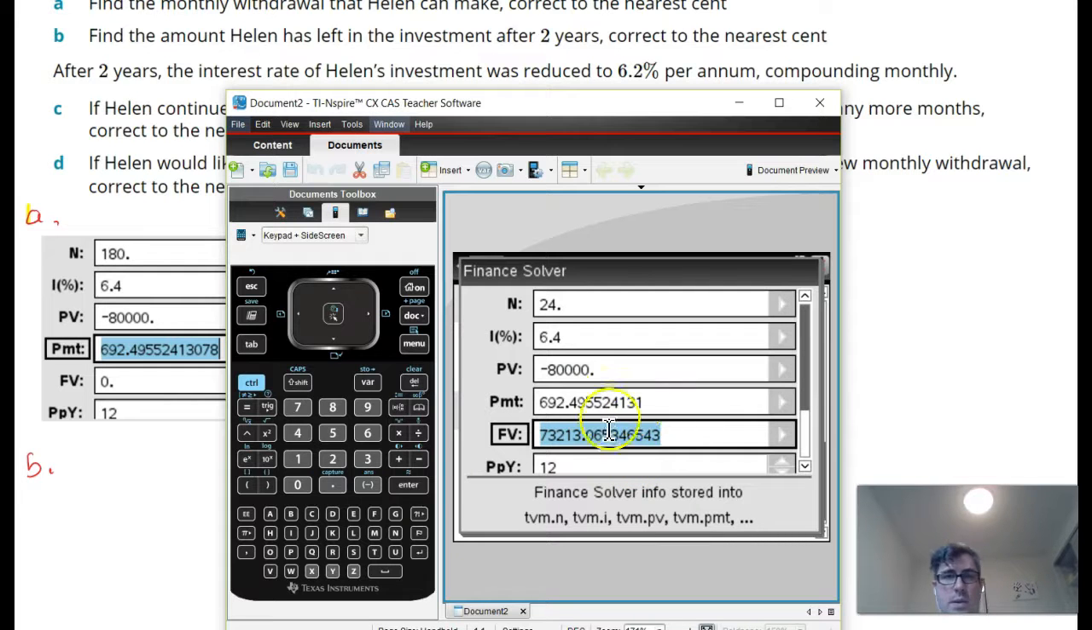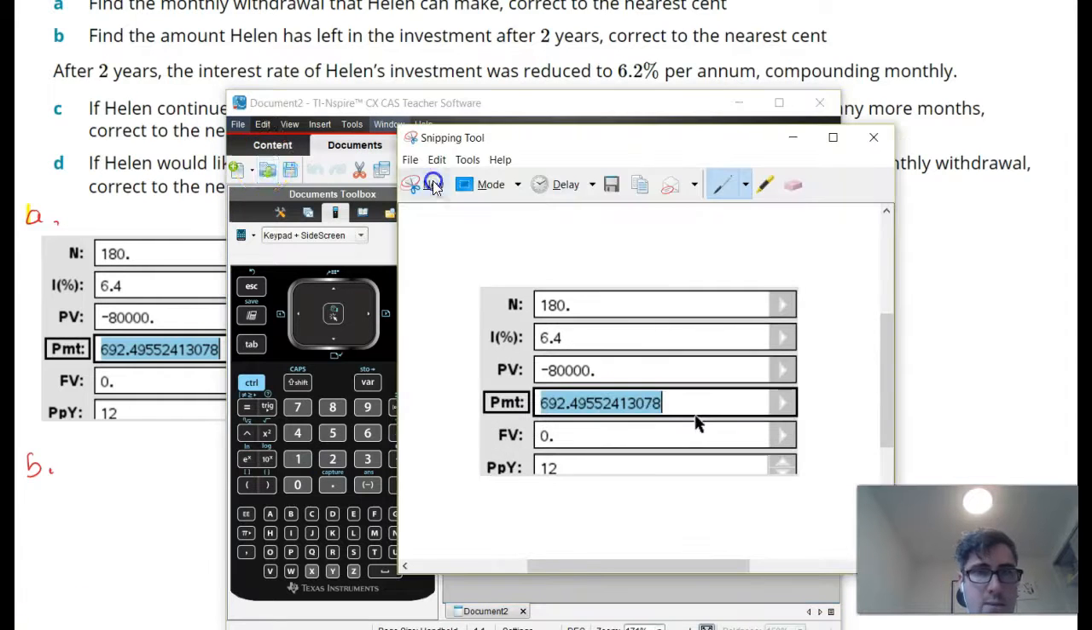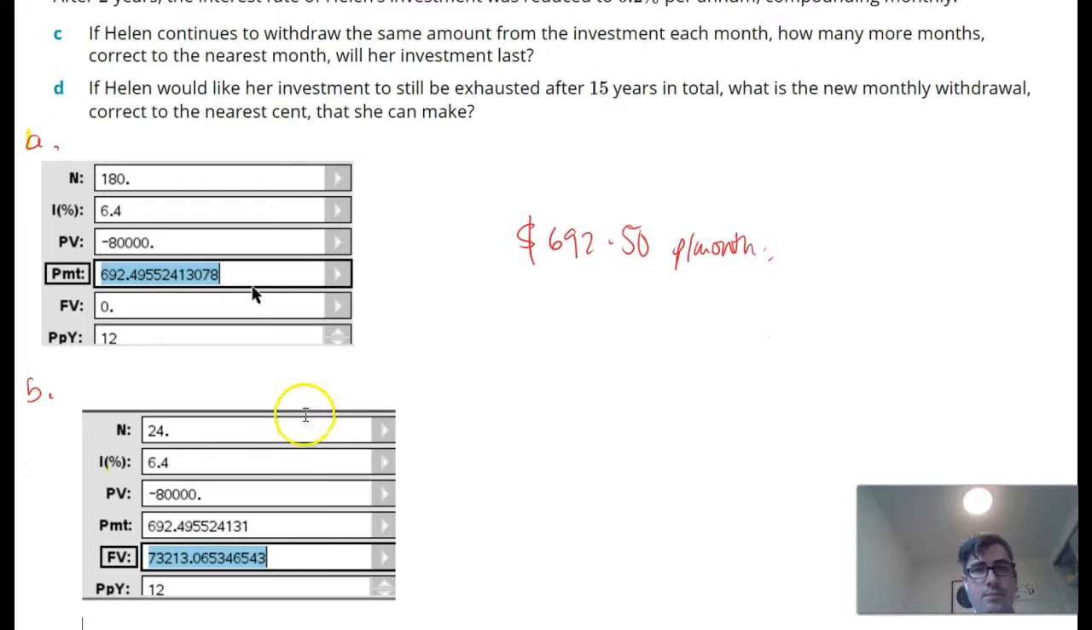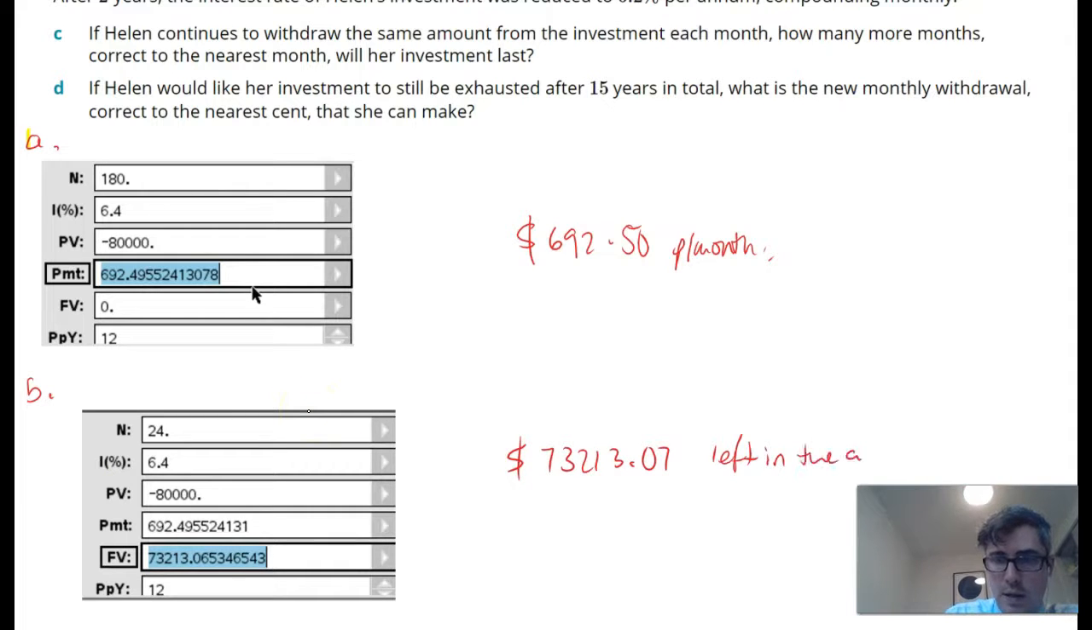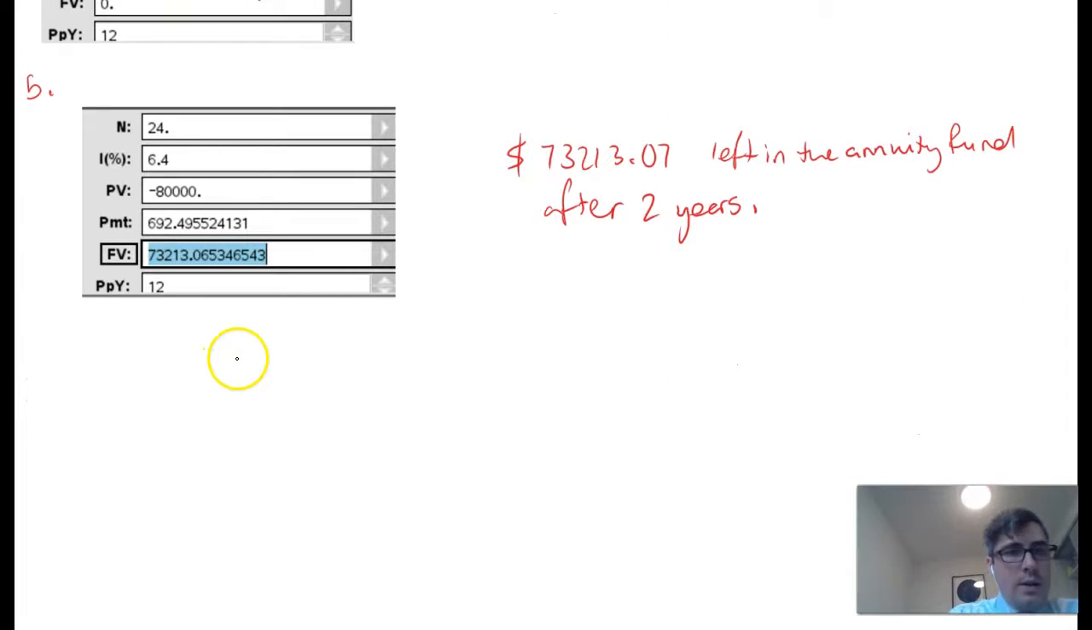Okay, so we've got 73,000 left after 2 years. Left in the annuity fund after 2 years. Okay. Part C.